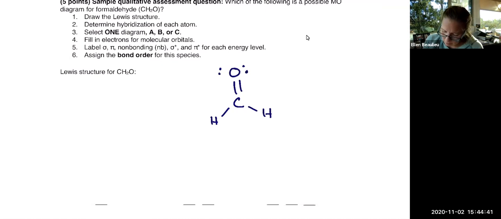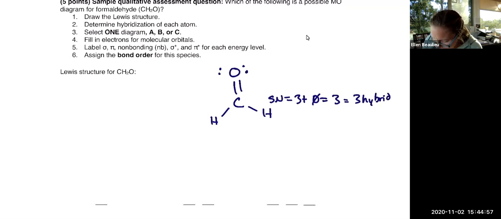Okay, so just a reminder on how we get hybridization. This carbon has a steric number of 3: 3 atoms are attached and no lone pairs. So a steric number of 3 means we need 3 hybrid orbitals around that carbon. And so that means that carbon itself is sp2 hybridized. When carbon adopts sp2 hybridization, we make 3 new sp2 hybridized orbitals, and we have 1 p orbital that's left unhybridized that's used to form the pi bond in this molecule.